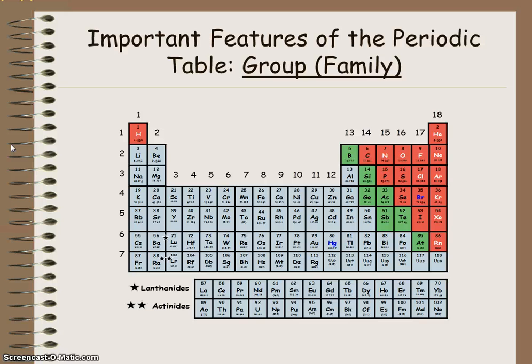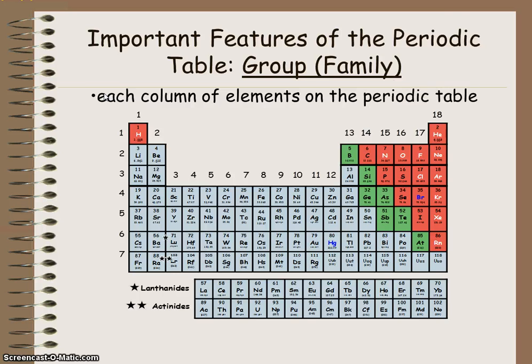All right, now we're going to talk about how to read the periodic table. What can you learn about the periodic table? How is the periodic table arranged? Well, the periodic table is arranged in groups, also known as families. Groups or families, and these are, that's right, columns. The groups or families are columns of the periodic table.